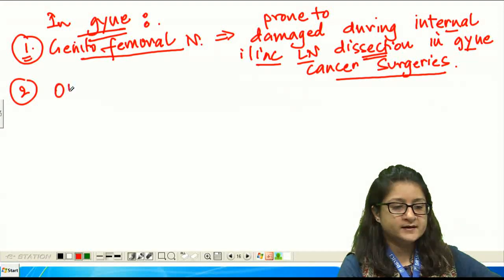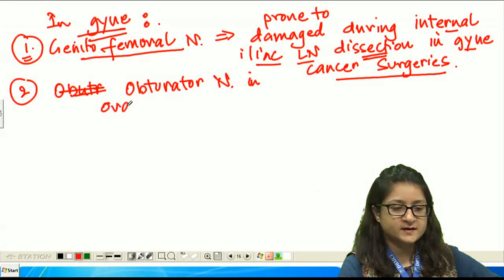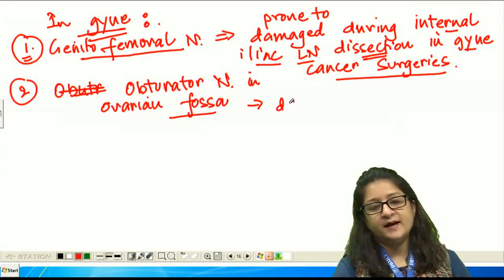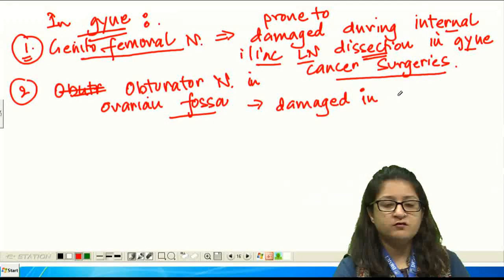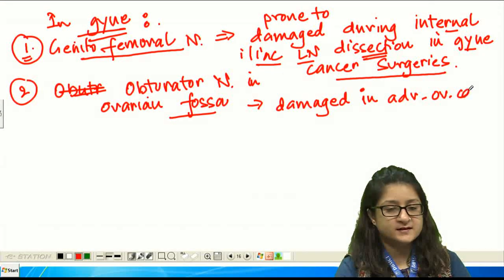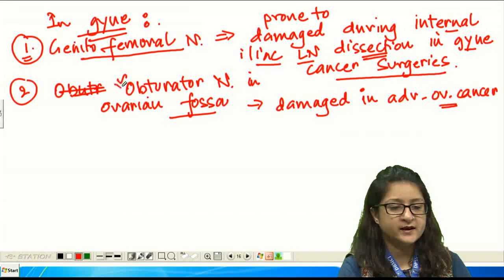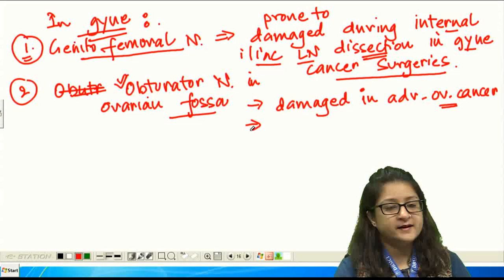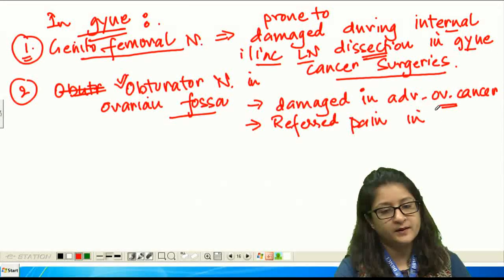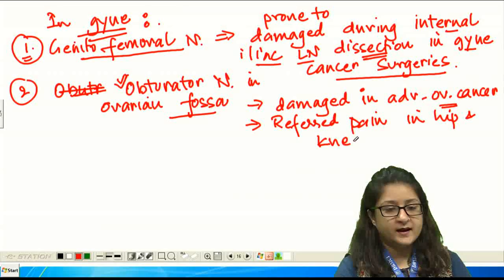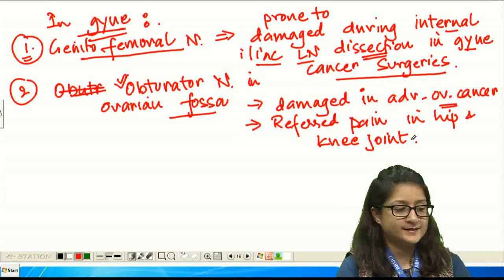And the second important point is the obturator nerve in the ovarian fossa. Okay, this can be involved in advanced ovarian cancers. In advanced ovarian cancers, there can be involvement of the obturator nerve, and that can lead to referred pain in the hip and knee joint.